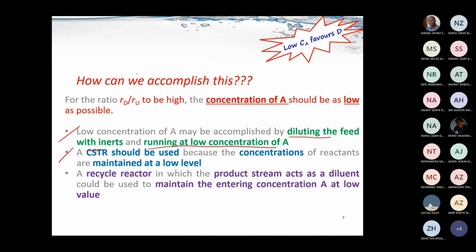Okay, apart from that, we also can use another type which is a recycle reactor. Okay, remember yang figure yang sebelum ni ada banyak-banyak tank tu. Okay, one of it adalah kita pecahkan ada side stream, ataupun kita akan boleh buat juga recycle reactor in which the product stream acts as diluent, could be used to maintain the entering concentration at low value.